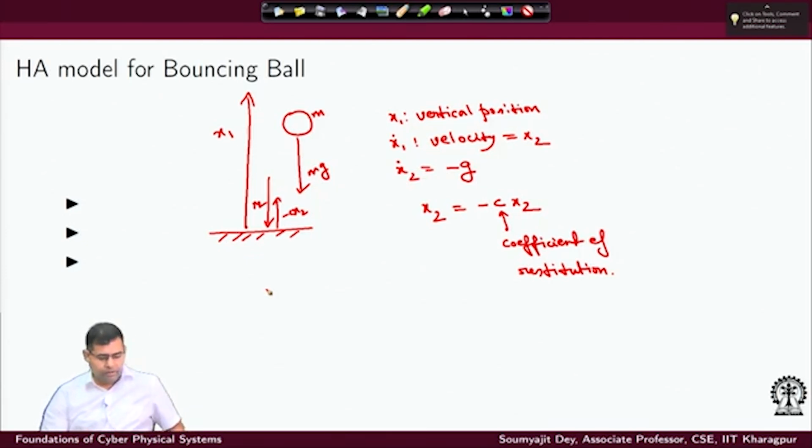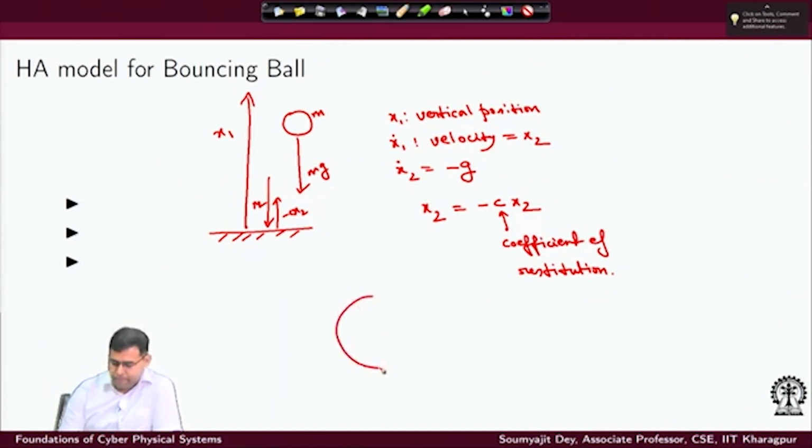So, now with this background, if we just draw this bouncing ball's automaton, the location q, this is the vector field, x1 dot equal to x2, x2 dot equal to minus g, and the invariant is that your height, this x1, is always greater than or equal to 0, that is the invariant. Now, what about the discrete switch?